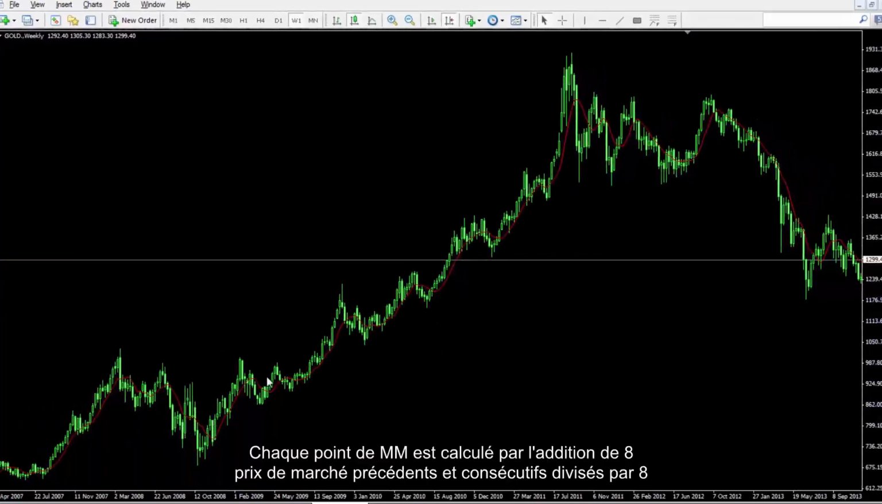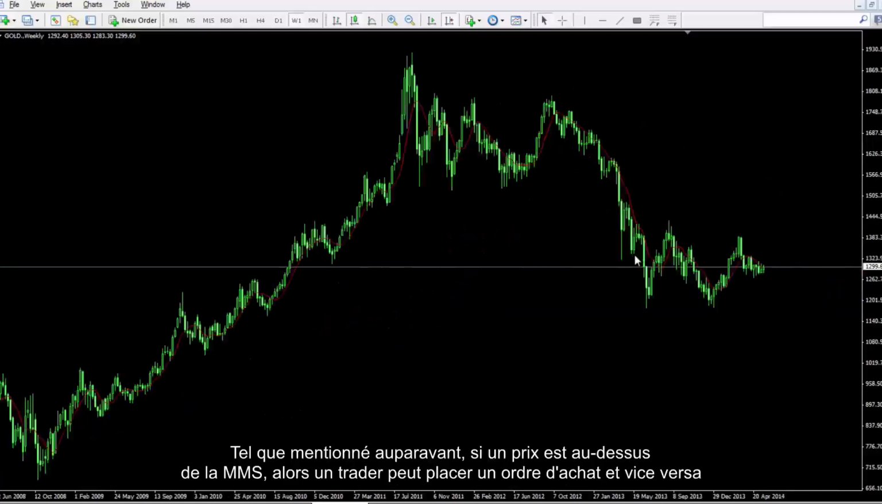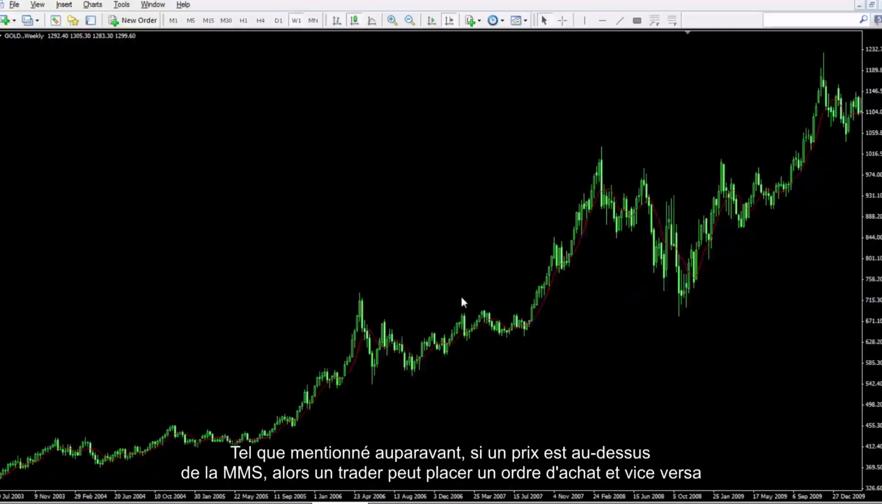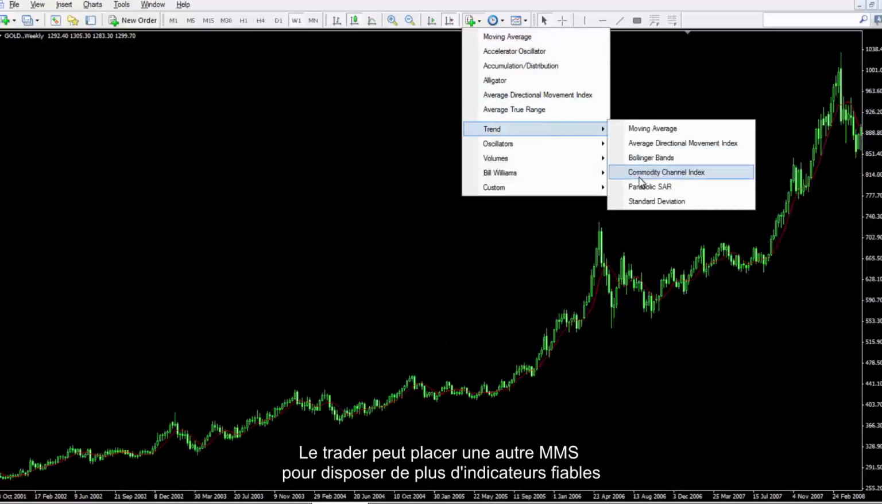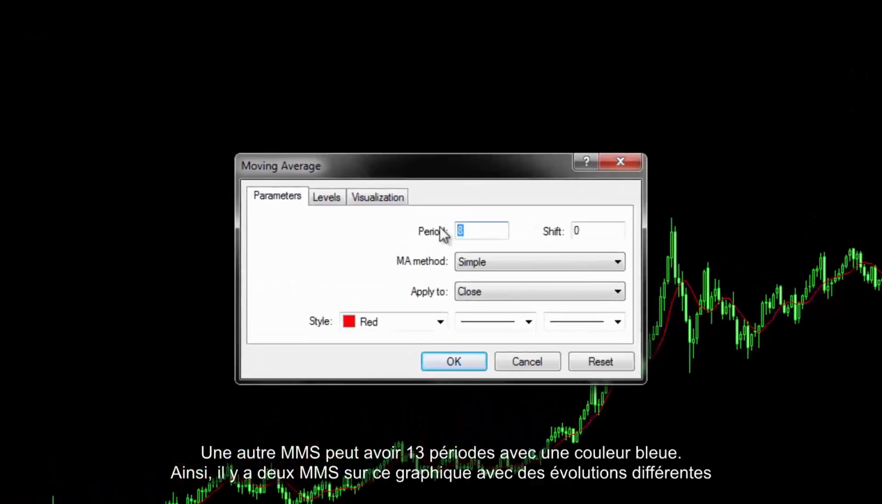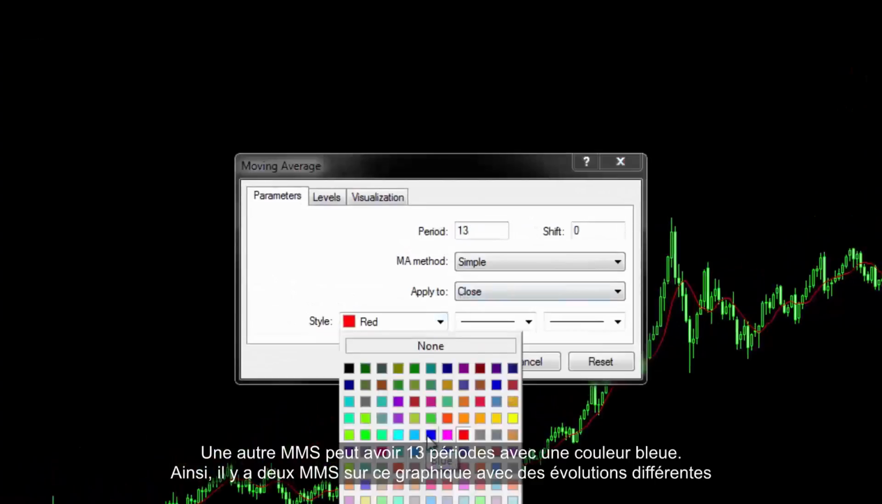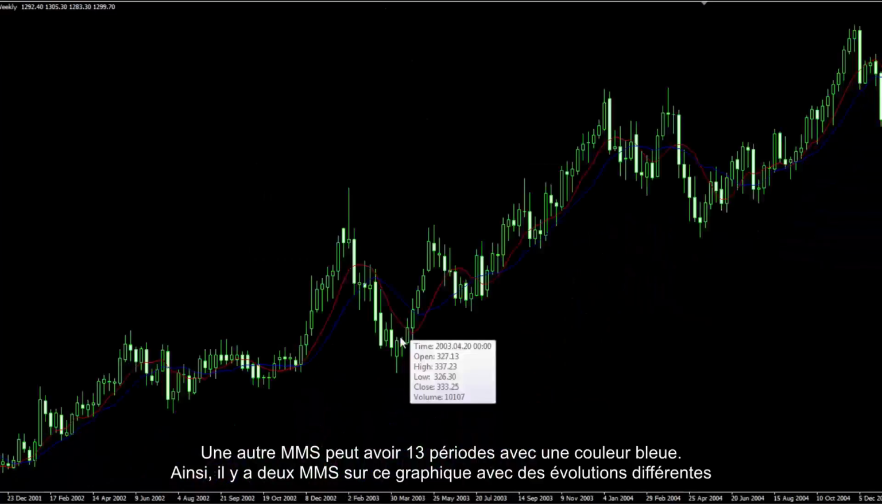Each point of the MA is calculated by the summation of 8 consecutive earlier market prices divided by 8. As mentioned before, if a price is above SMA, then a trader can place a buy order and vice versa. A trader can place another SMA to have more reliable indicators. Another SMA can have 13 periods with blue color. Thus, there are two SMAs on this chart with different movements.